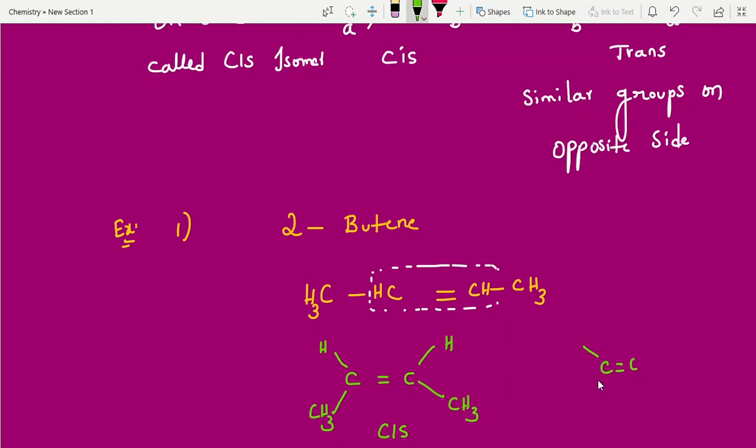Trans. Can you write the trans? Same story. C double bond C. Now here, this carbon has hydrogen and methyl group, and this carbon has hydrogen. The hydrogen is exactly opposite, you can write. I am not removing anything, just the arrangement of atoms and groups changes. That's it. So what is this? We call it trans. Cis and trans.